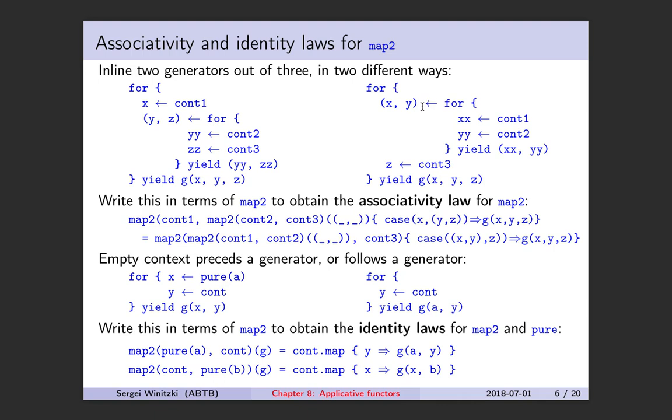On the right, we first apply the for yield block to container 1 and 2, and so this becomes map2 of cont1, cont2 with the tupling function. And then we do map2 of this and cont3 with this function, which now has to untuple xy first.